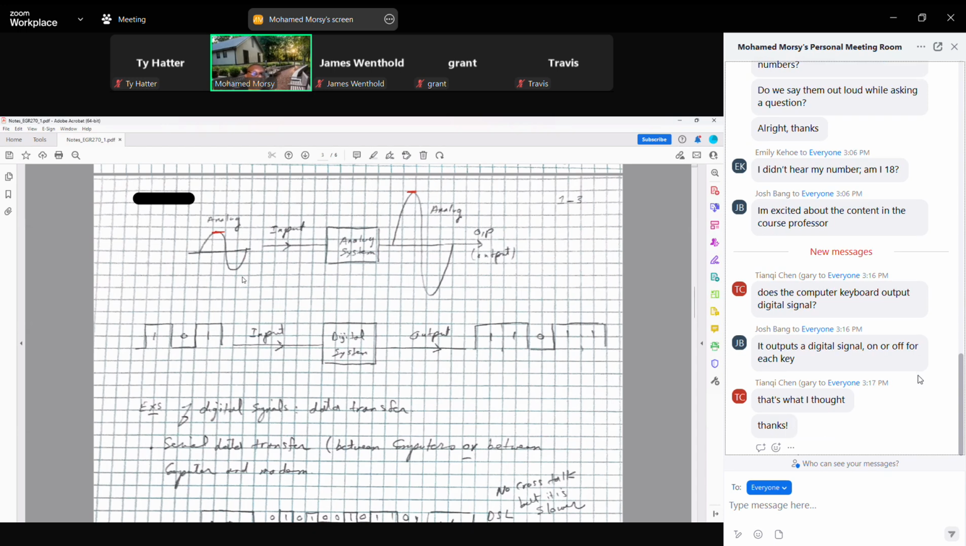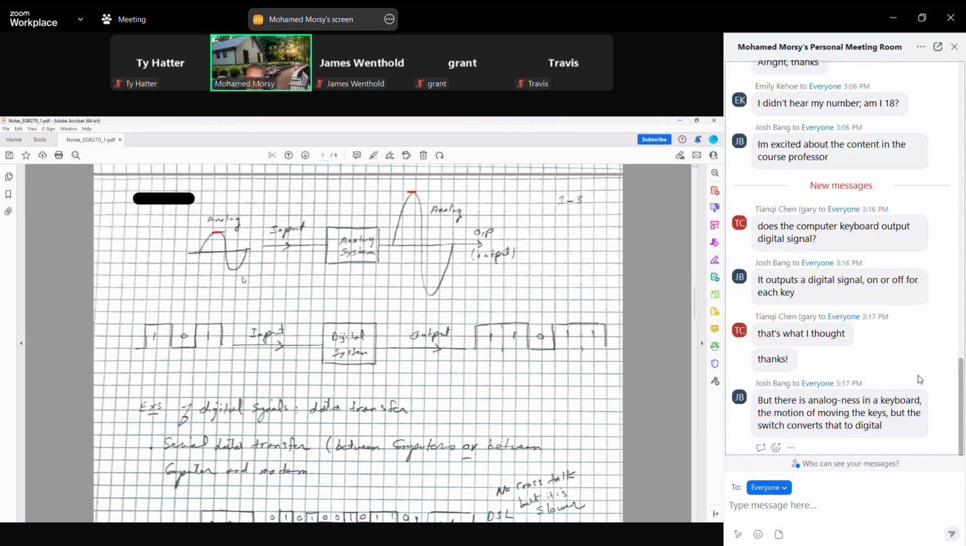In digital systems, the input must be digital, like you see here, and also the output is digital. But of course, there is different processing based on the function of the system here. So we get a digital output with different characteristics.